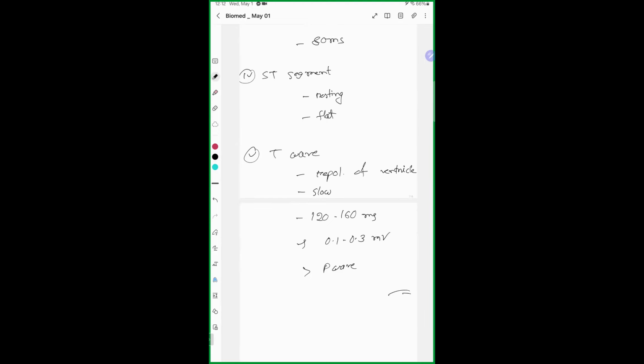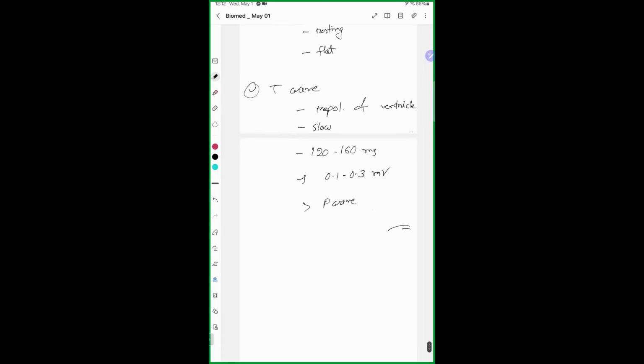And you can record these things using your 12 channel ECG. How many channels did you use in your lab? So 2 channels, sir.